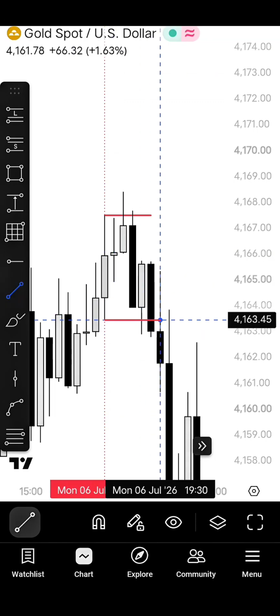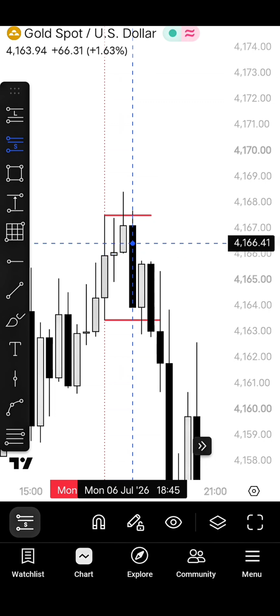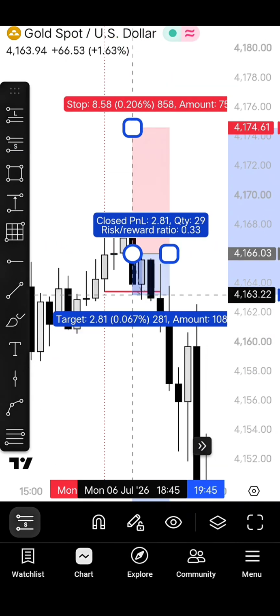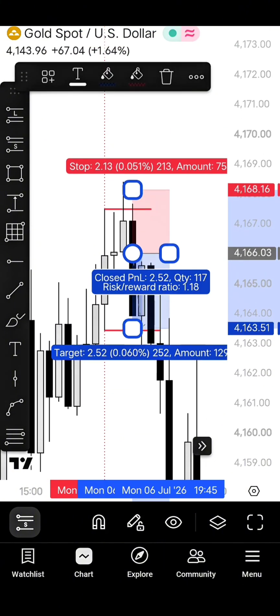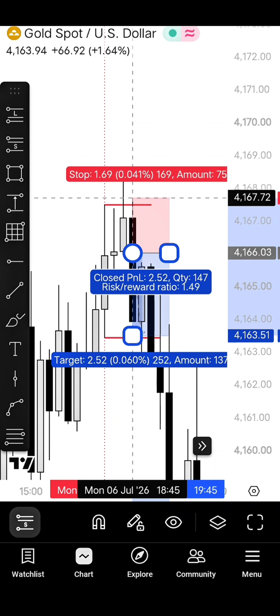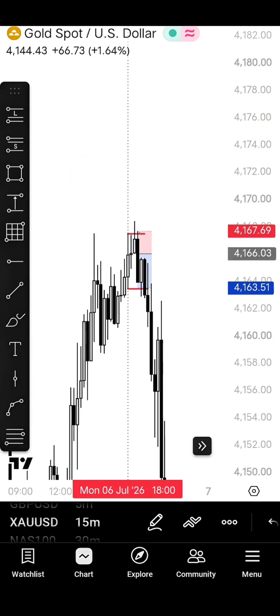Okay, so that day, you can see that this method is pretty easy and also effective, but not that effective like the other method. I will explain it tomorrow in the next video. You can easily target 1 to 1.5 or 1 to 2. Okay.